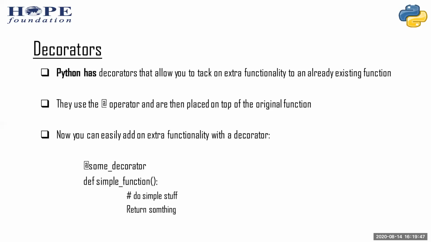Python has decorators that allow you to add extra functionality to an already existing function. You can create a decorator, then pass that to your old function, and easily combine both logics. You use the at operator and place it on top of your original function, in front of the function name. That will change your function into a decorator. That's all. Now you can easily add extra functionality to the function, right?